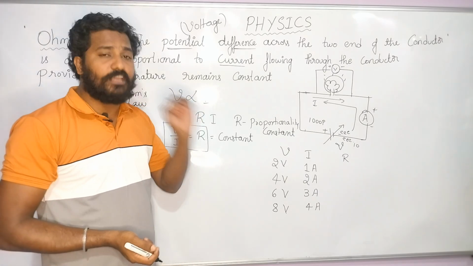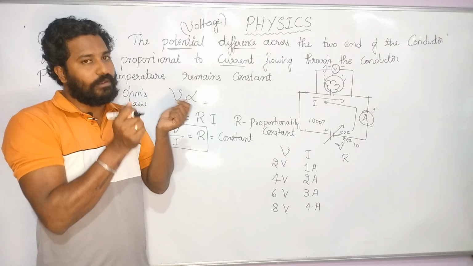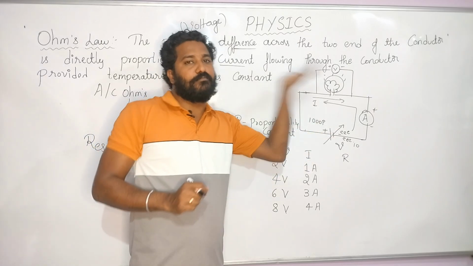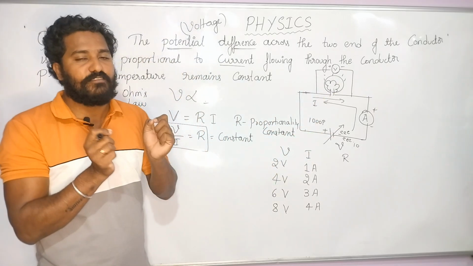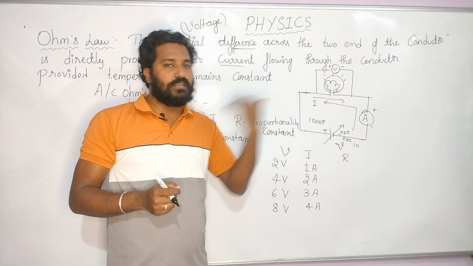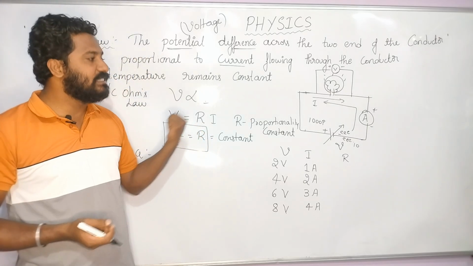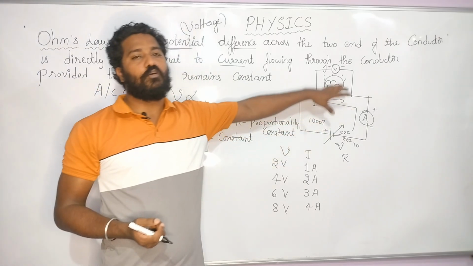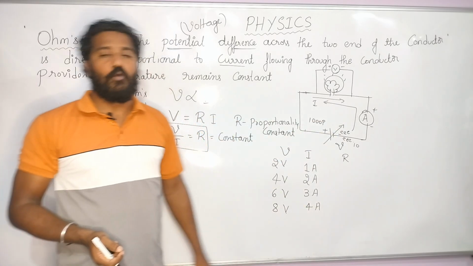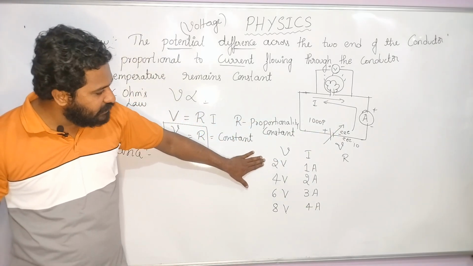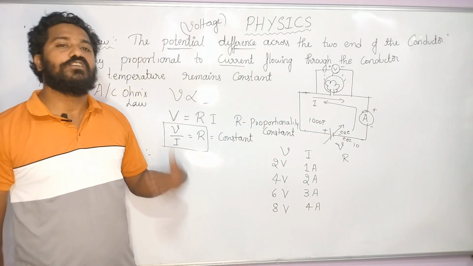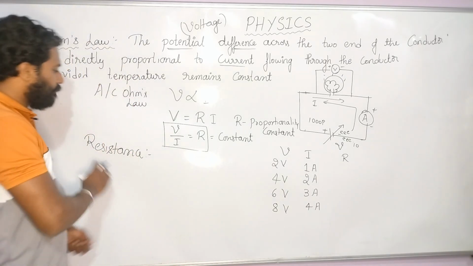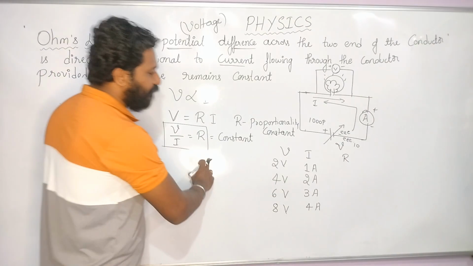Now, voltage is the potential difference, the difference in the number of protons. It pulls the electrons very fast. As it pulls the electrons, the voltage is more. So as you increase the voltage, the current also increases, but V by I is always constant.